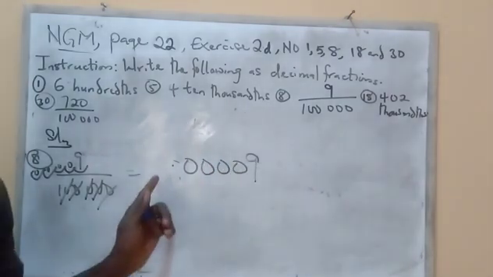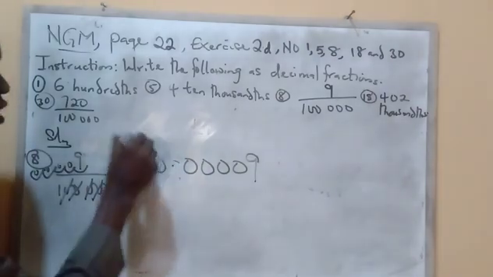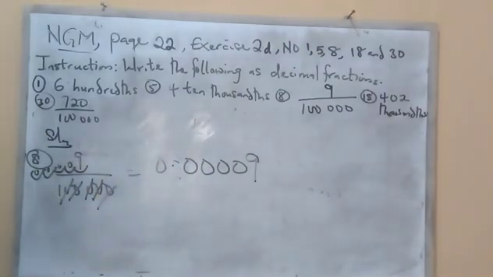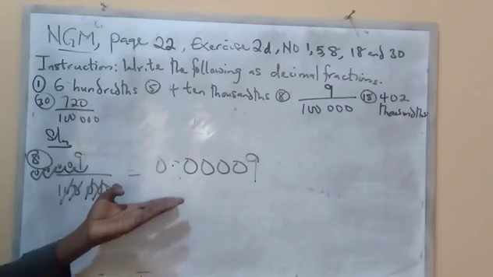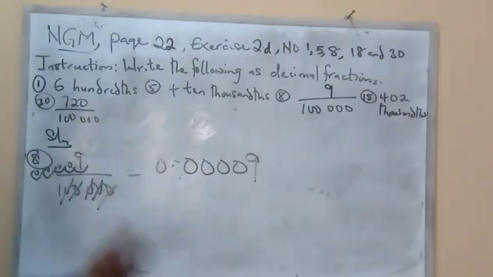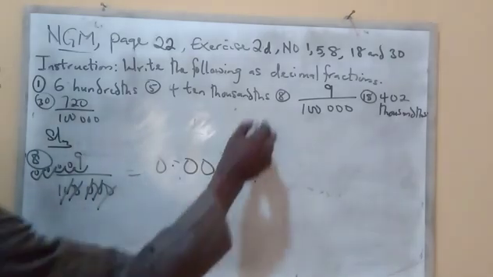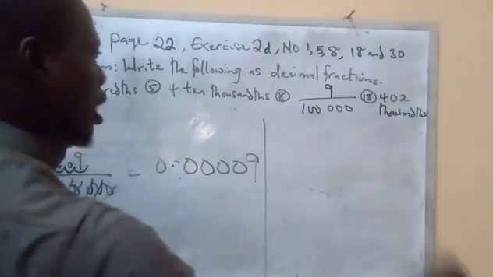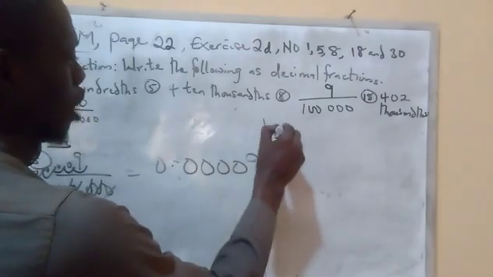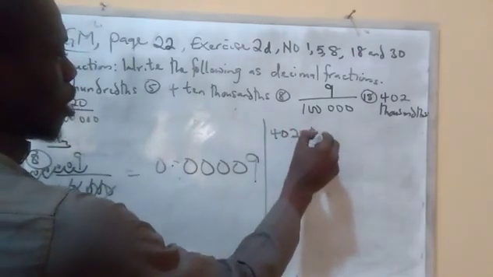But we know that a decimal point doesn't start a number. So we add 0 to it. So this is 9 over 100,000. So the other one is 402,000.